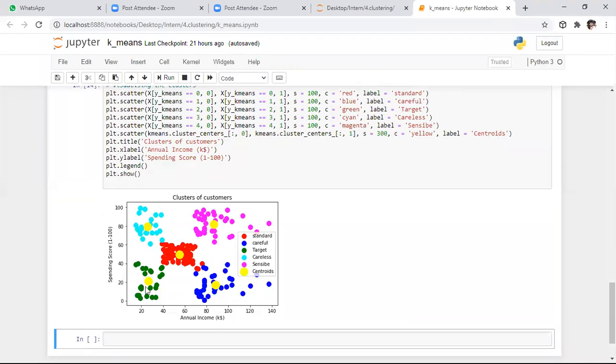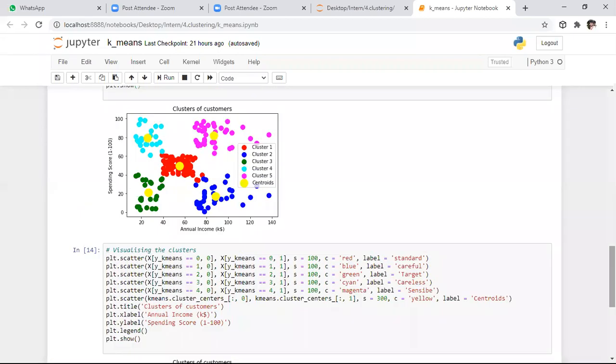They are getting very little money, and they are spending a huge amount of money on the shopping mall itself. After that, sensible people. They are getting a good salary, and they are spending a good amount on the shopping mall. That's why I'm calling those people sensible people. After that, these are the different centroids. It is about the k-means clustering algorithm.